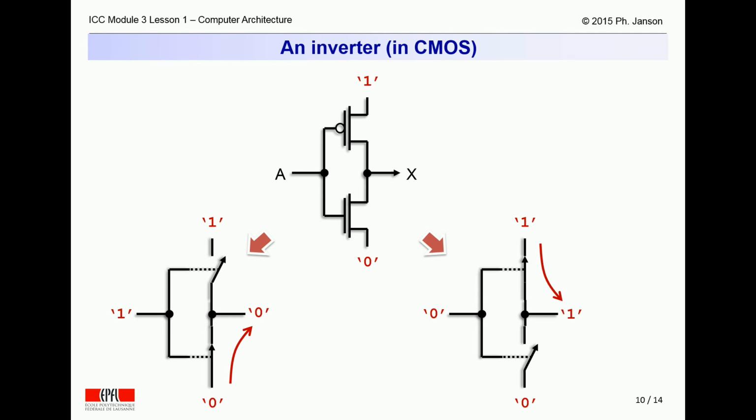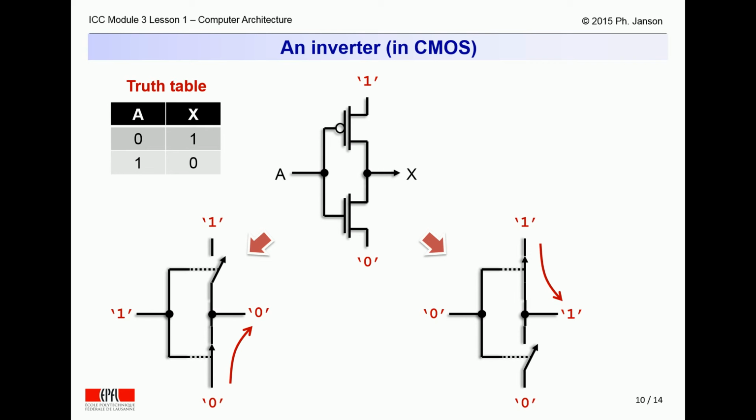The bottom right of this slide shows that just the opposite happens when one applies a logical 0 to the input A. Getting the input of 0 applied to this gate, it is the NMOS transistor at the bottom of the circuit which opens up, while the PMOS transistor at the top of the circuit closes, thus connecting the output X to the power pole, which is a logical 1.